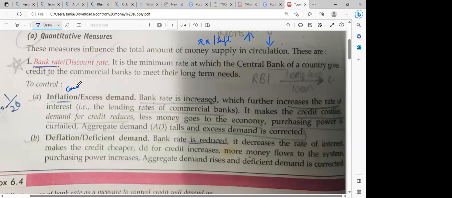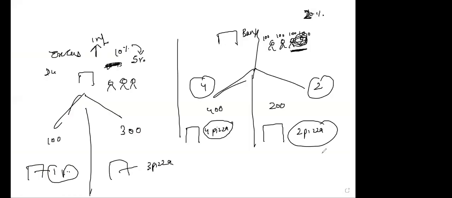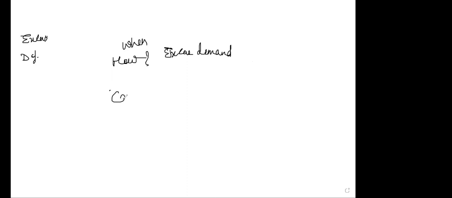And how inflation is caused? See, there are two questions. One question is how inflation is caused. So how is inflation caused? Who will tell me? When will inflation come? Tell me. When there is excess demand or when there is deficit demand? When there is excess demand. So when will inflation come? When there is excess demand. Clear? And inflation will cause what?